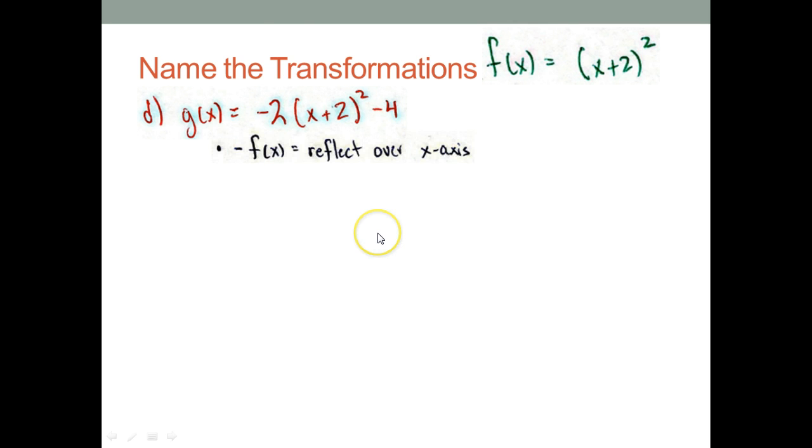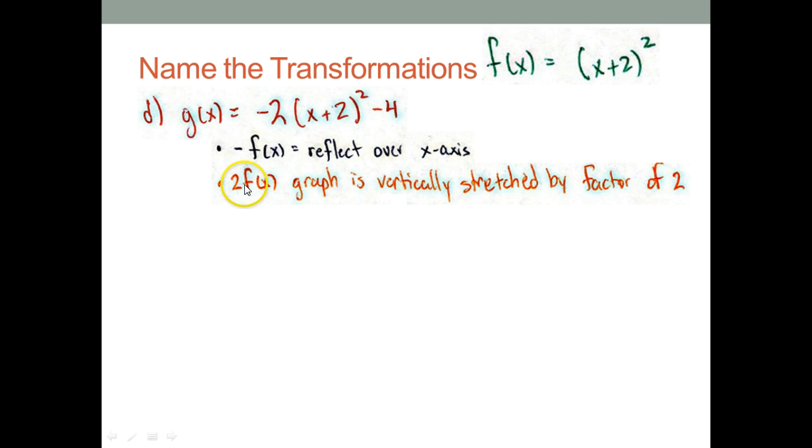All right, the negative in front reflects it over the x-axis. The 2 in front is a vertical stretch by a factor of 2. Again, it increases the values of y, so it makes the graph appear taller and thinner. And just the -4 at the end moves the graph down 4 units.